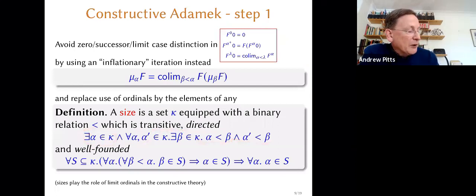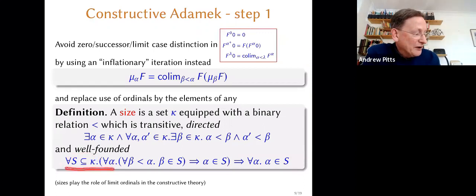And then crucially, we want it to be well-founded. So if I've got some subset S of my set of sizes, and I want to prove that everything is in that subset, it's enough to show that whenever all the things preceding alpha are in S, then alpha has to be in S. If you can do that for any alpha, then that's enough to show that S contains every alpha.